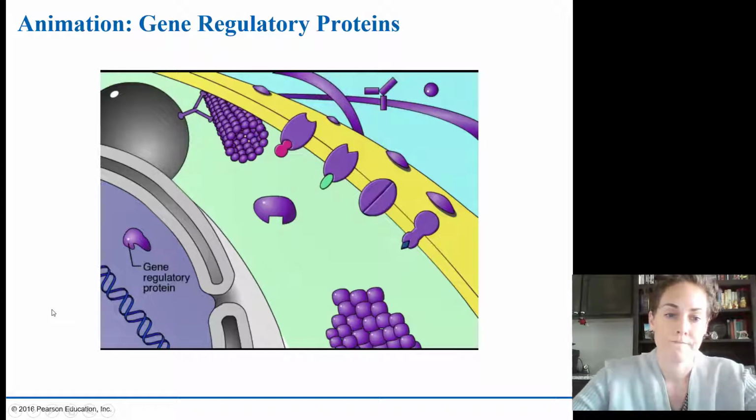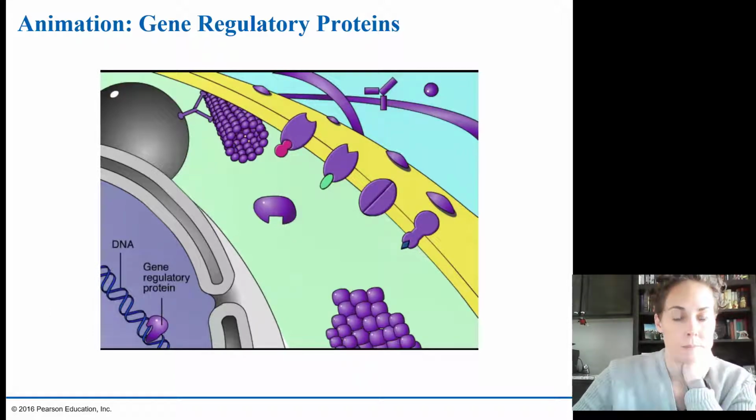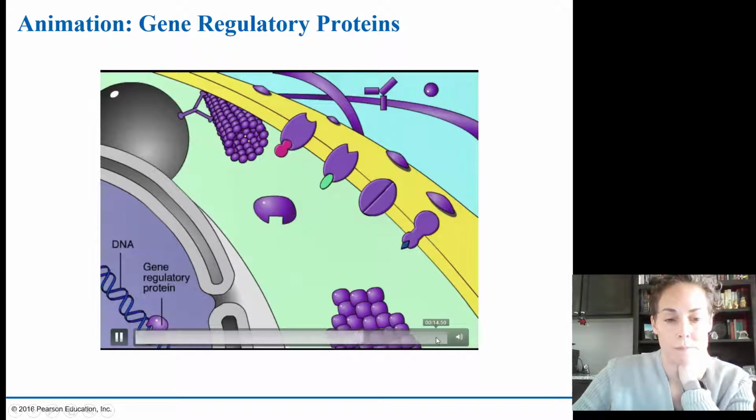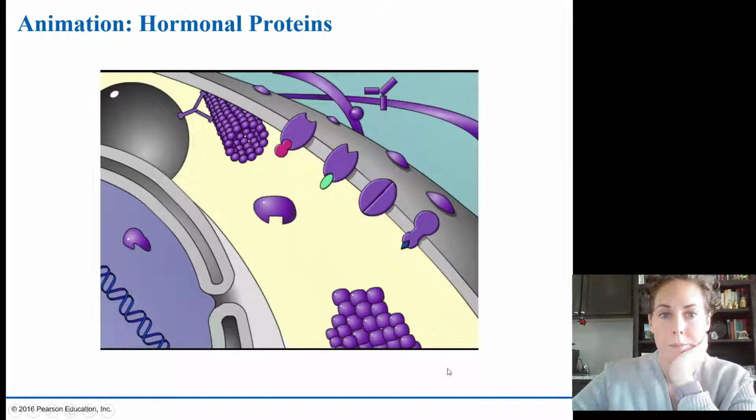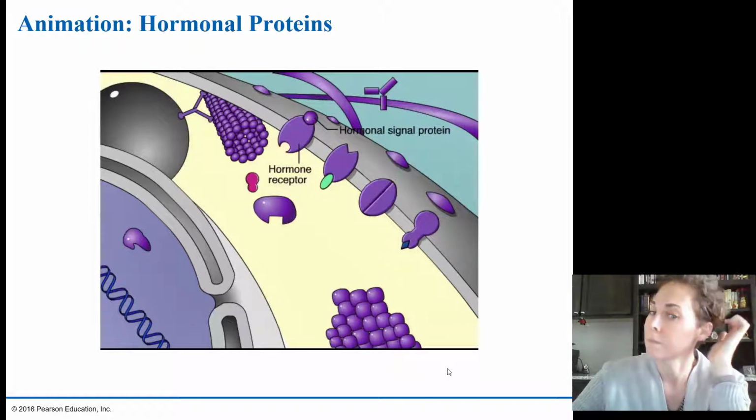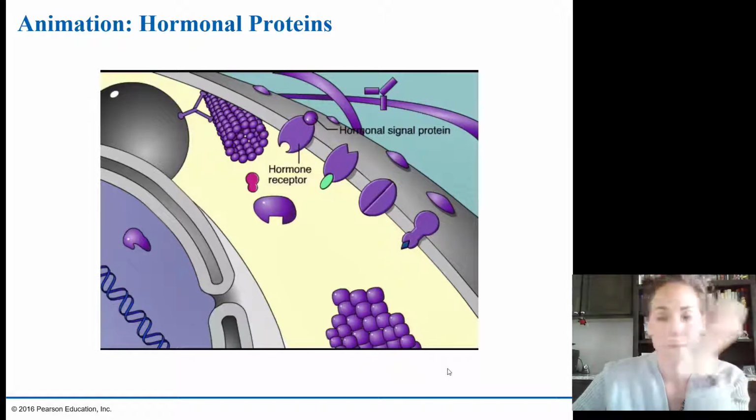Gene regulatory proteins bind to DNA in particular locations and control whether or not certain genes will be read. This allows cells to become specialized for different functions and respond to changes in their surroundings. Signal proteins include hormonal proteins that help coordinate an organism's activities by acting as signals between cells. For example, insulin, a hormonal protein secreted by the pancreas, signals animal cells to take in and use sugar. The hormone receptor is also a protein.